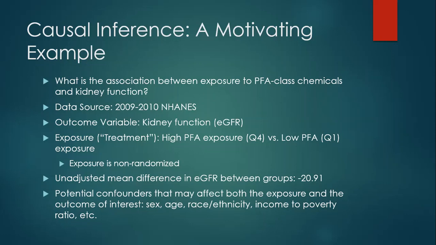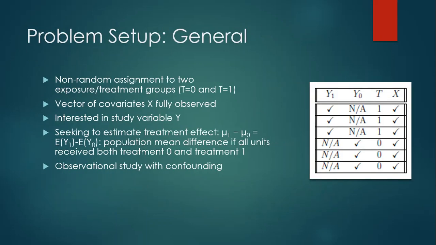So not adjusting for confounding may result in an inflated estimate of the treatment effect. So we'd like to consider potential confounders that may affect both the exposure and the outcome of interest, such as the ones listed here. Now we'll come back to this example in a bit.